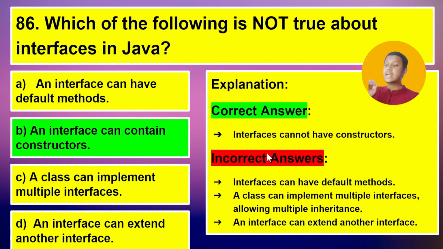As you can see, interfaces cannot have constructors. Other options are incorrect because interface can have default methods also. A class can implement multiple interfaces allowing multiple inheritance, and an interface can extend another interface. So here option B is not true of interfaces.